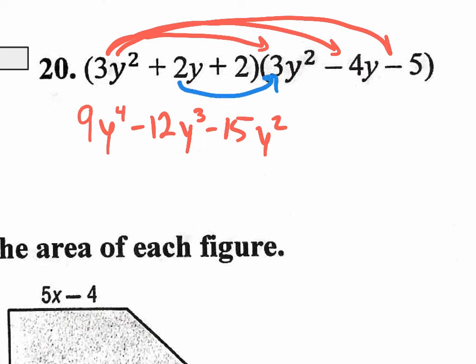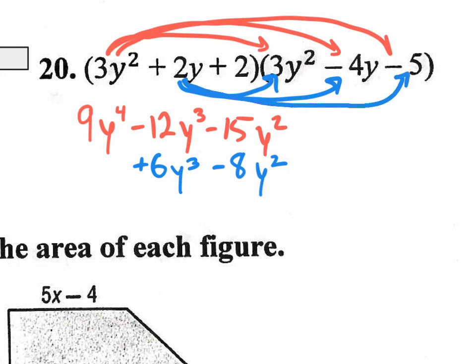2y times 3y squared. 6y to the third. Now notice, I'm going to write that positive 6y to the third right below the other y to the third term. That way I could combine them. And then I want to distribute 2y times negative 4y. What do I get? Negative 8y squared. And I want to put that negative 8y squared right below the other y squared term. That way I could just combine them. And then last but not least, 2y times negative 5. What do I get? Negative 10y.